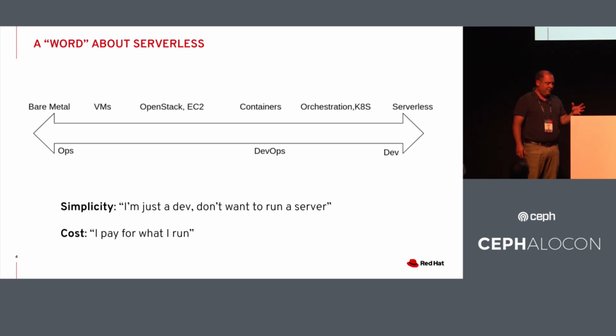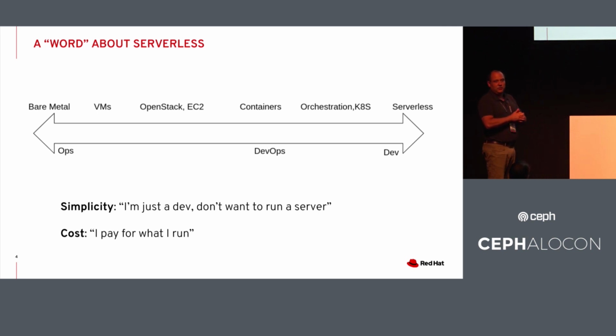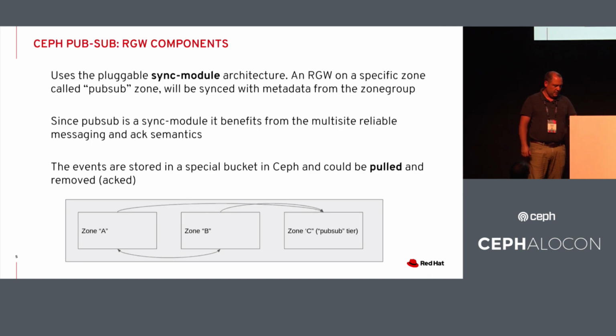This is a very appealing thing for simplicity, because developers want to develop fast and deploy fast, and don't want to care about lots of stuff. It's also sometimes cost effective because it runs only when you need it to run. It doesn't always run. So this is why it's a very appealing term. It's not just hype. And this is why we want to show how Ceph can use such a function.